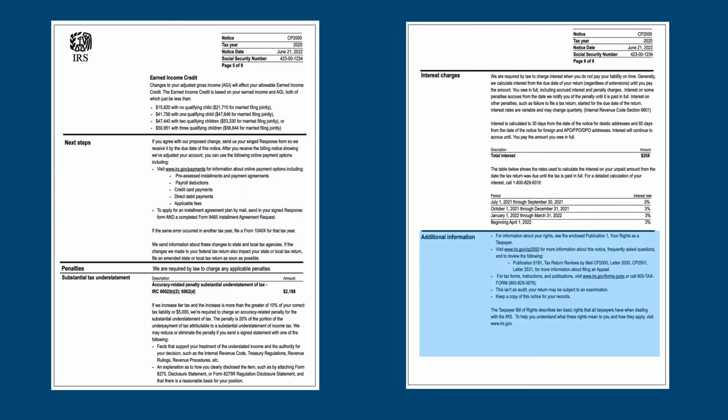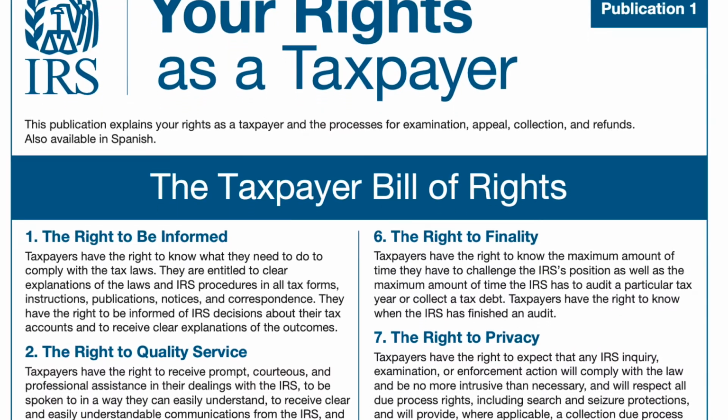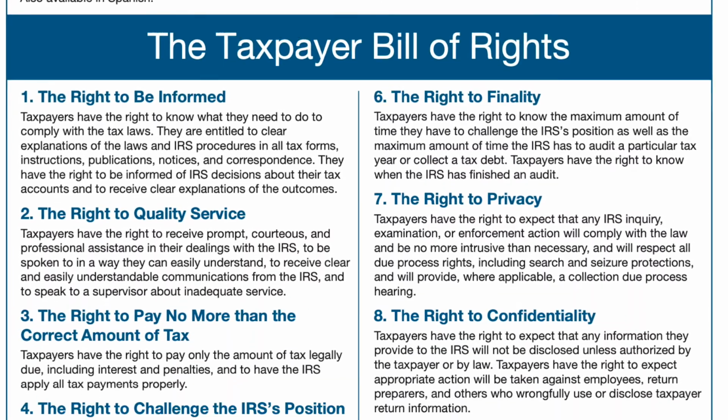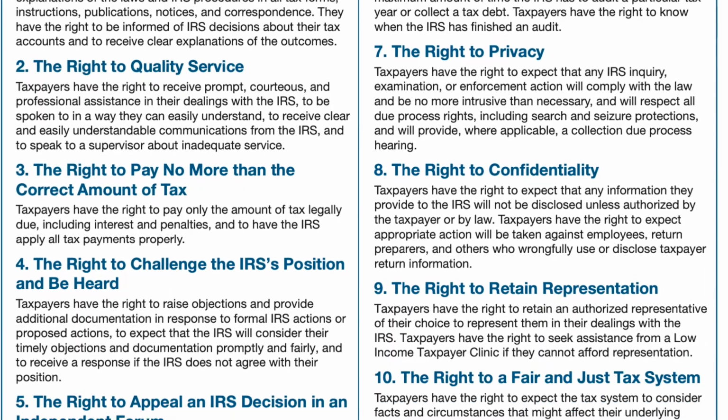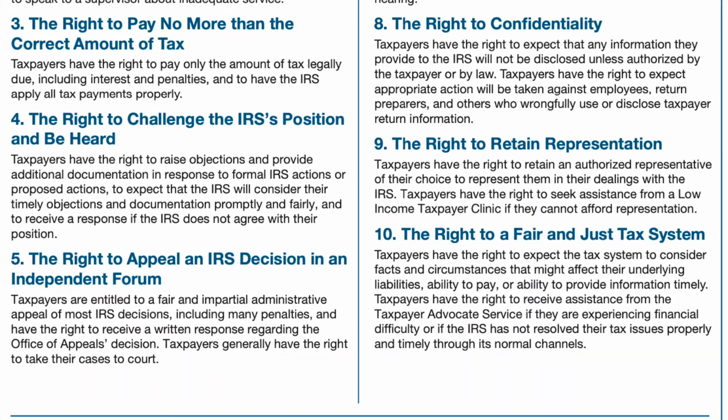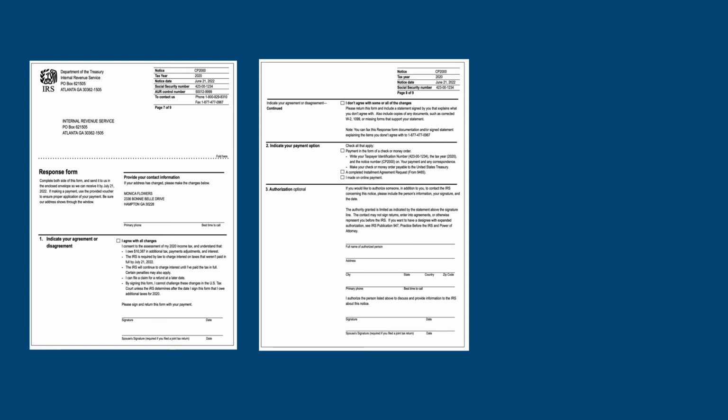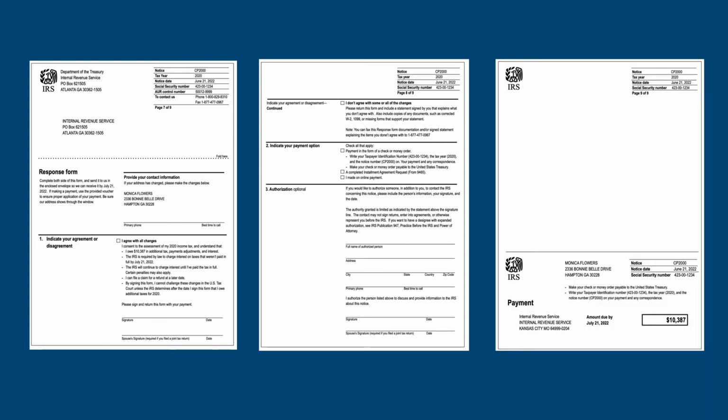And the last section of the notice itself gives her additional sources of information on her notice, as well as her rights as a taxpayer. A copy of IRS Publication 1, Your Rights as a Taxpayer, is included with every CP2000 notice. Pages 6 and 7 of the notice are a 2-page response form, and the very last page of the notice consists of a payment coupon should Monica decide to agree with the changes and pay the proposed amount in full.